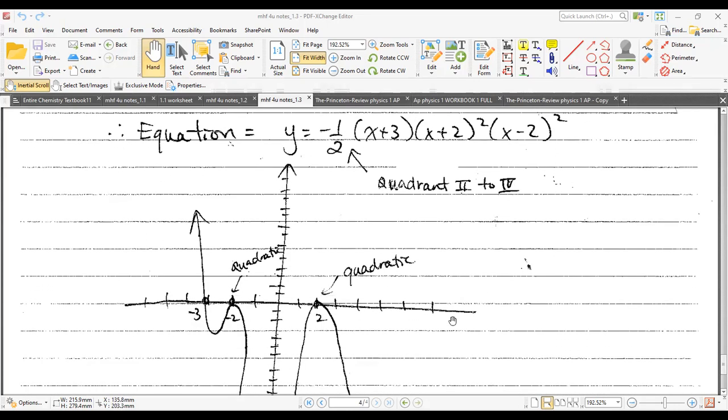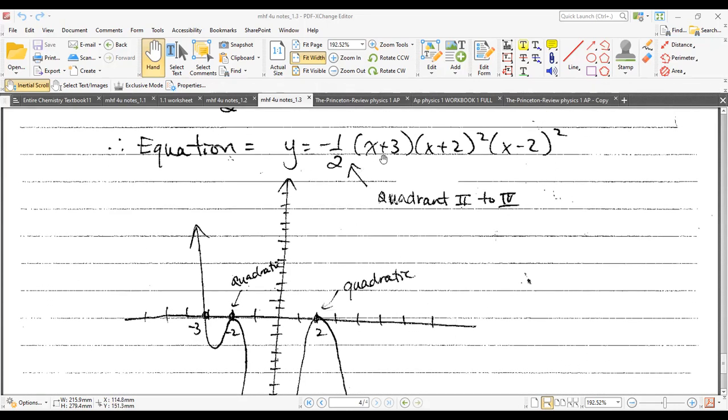Now to graph it, make sure the zeros, you have -3. Maybe just really quickly do that. The zeros is -3. 1, 2, 3, this one, -3. And here's -2. And here is +2.